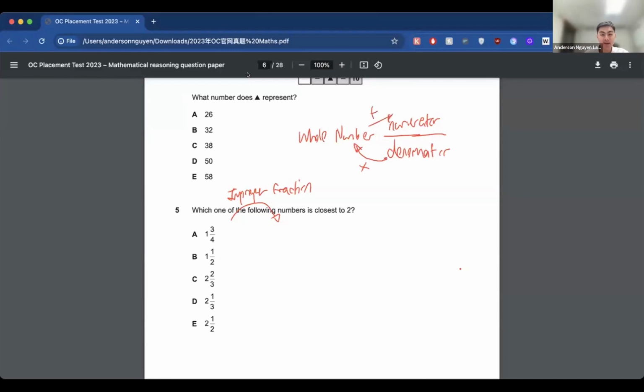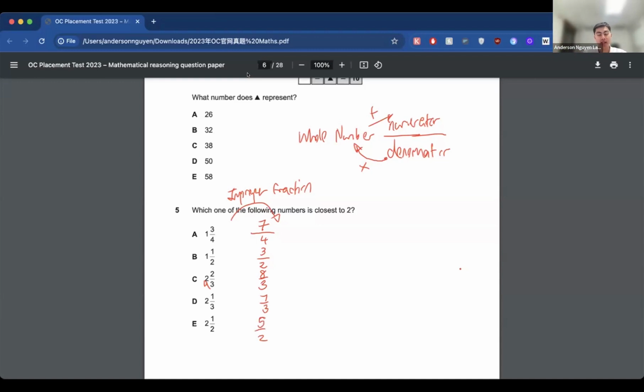Okay, so if we try A again, 4 times 1 is 4, plus 3 is 7. So the numerator changes, but not the denominator. That stays the same. For B, 2 times 1 is 2, plus 1 at the top is 3, and we keep the denominator the same. C, 3 times 2 is 6, plus 2 at the top is 8. D, it's 3 times 2, which is 6, plus 1 is 7 over 3. And finally, E, 2 times 2 is 4, plus 1 gives you 5 over 2. Notice how for each of these improper fractions, the bottom number stays the same. All right, so that's the improper fractions done.